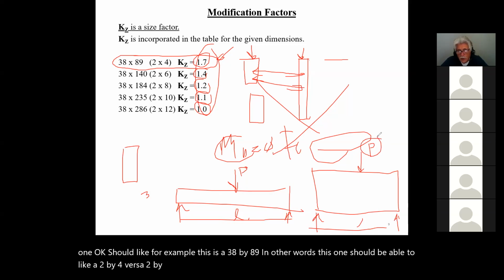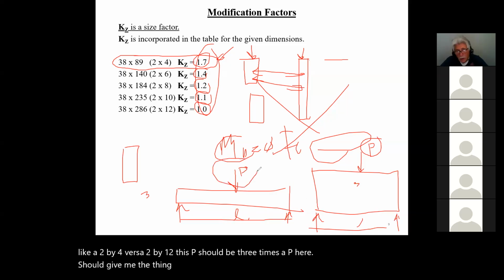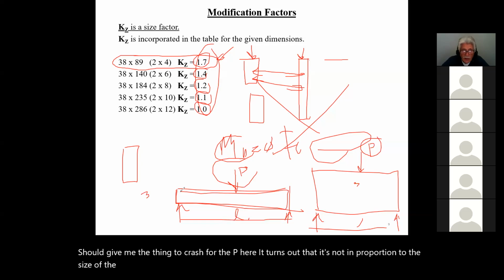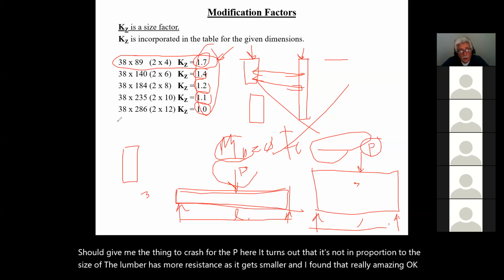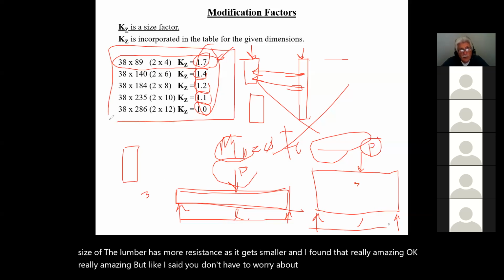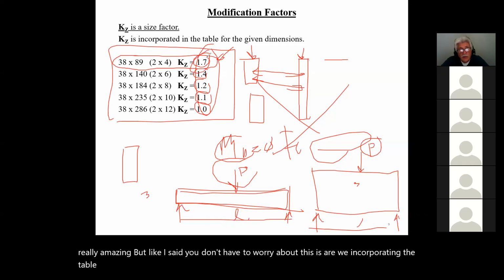This P should be 3 times the P here, which should give me the thing to crush for the P here. It turns out that it's not in proportion. The size of the lumber has more resistance as it gets smaller. And I found that really amazing, okay? Really amazing. But like I said, you don't have to worry about this. This is already incorporated in the table, but size is a factor when it comes to wood, okay? So keep that in mind.